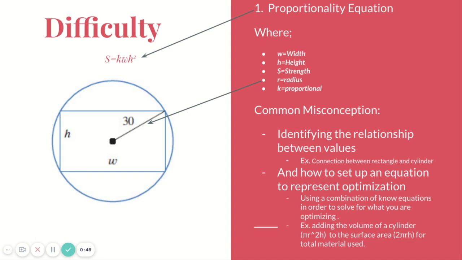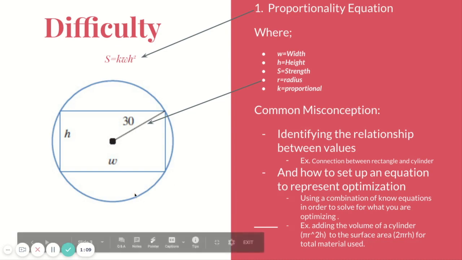Overall, it is easy to understand these questions as known equations that can be combined to solve for what you're optimizing. For example, adding the volume of the cylinder to the surface area for total material used. Therefore, in order to solve this problem and other similar ones, an understanding of how common shapes and their formulas can be connected is an essential strategy in comprehending the question.